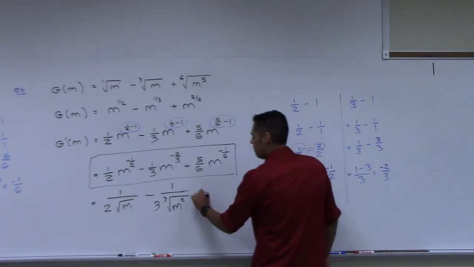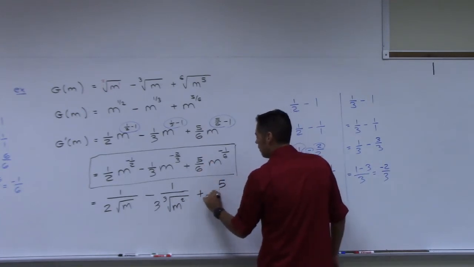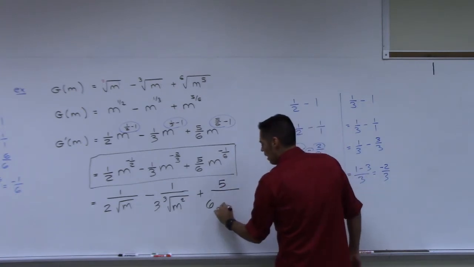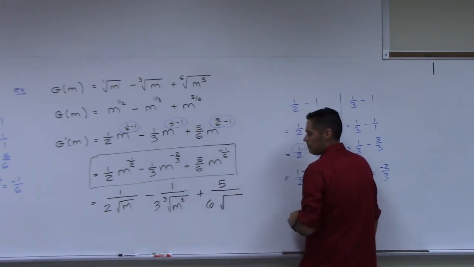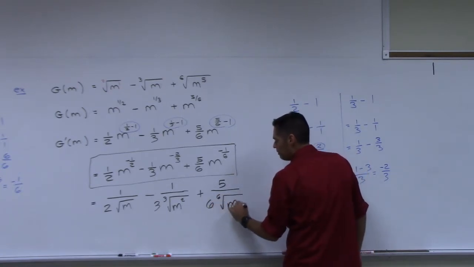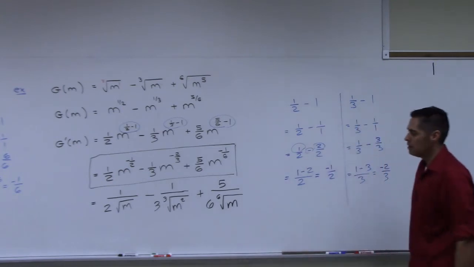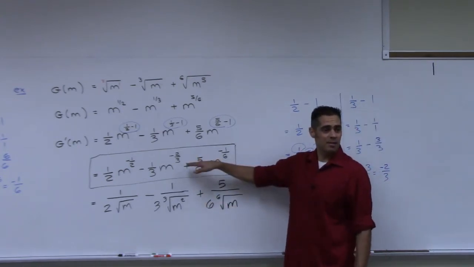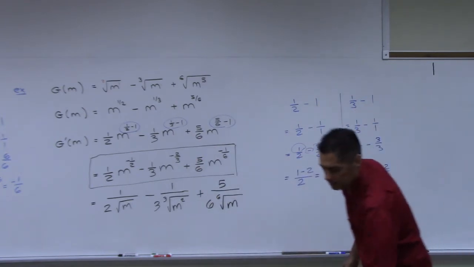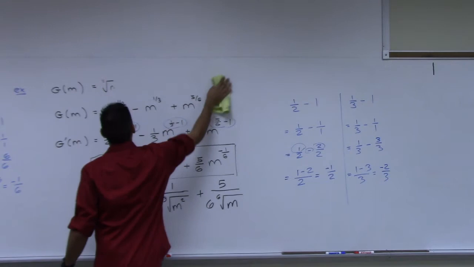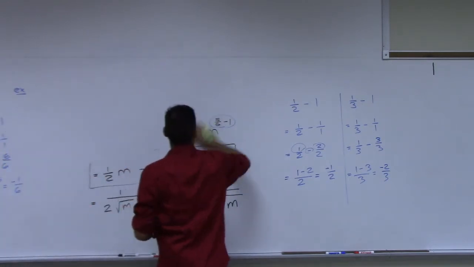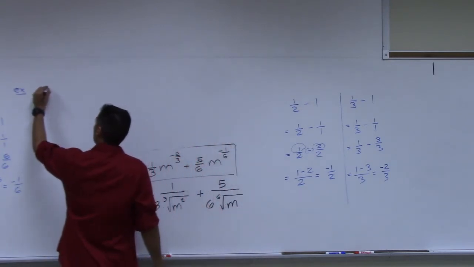And then the last one, the 5 stays up top. The 6 is on the bottom. This drops down and becomes which root? Sixth root of what? Just m. M to the first power, but you don't need to write it. So I'm just showing you that this is the same as this. These two mean the same thing. All right, that was kind of messy. All right, let's do another one. Let's go back to f of x.